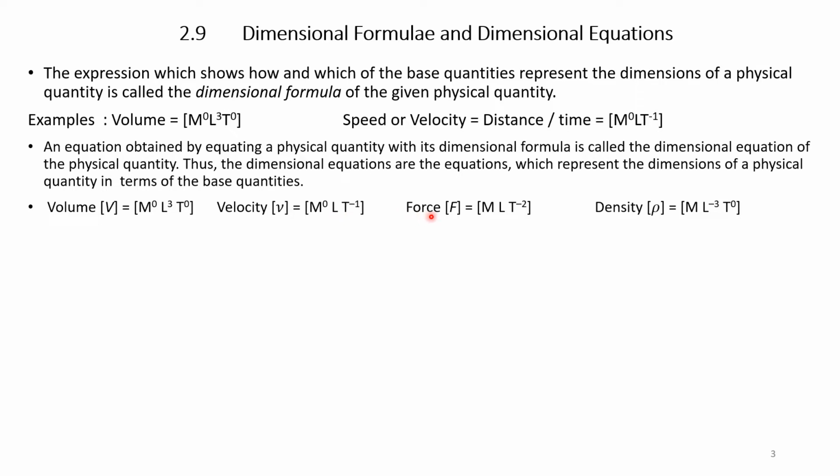minus 1. Force is m into a, therefore it has mass into acceleration. Mass m is 1, L is 1 and t to the power of minus 2. L t to the power minus 2 is for acceleration. Density rho is equal to mass over volume. Mass m is 1, volume is in the denominator, L to the power minus 3, and no dimensions in t.